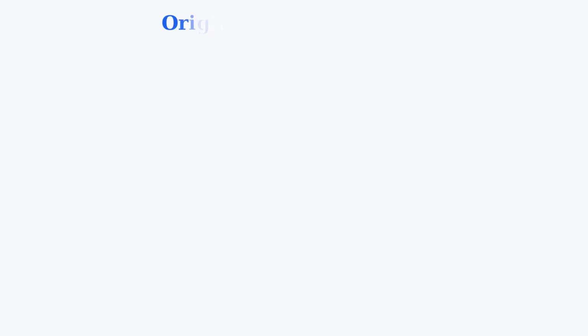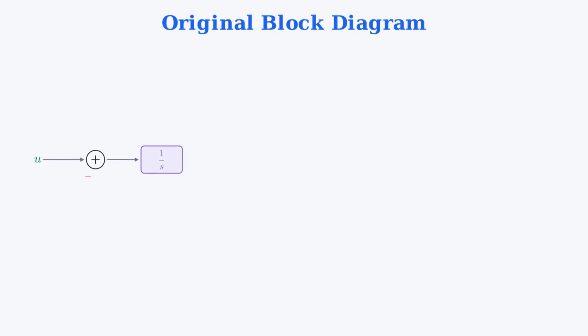Here is the problem. We are given a block diagram with three gain blocks, K1, K2, and K3, plus a disturbance input D. The signal U is the input and Y is the output. Let me describe the diagram.